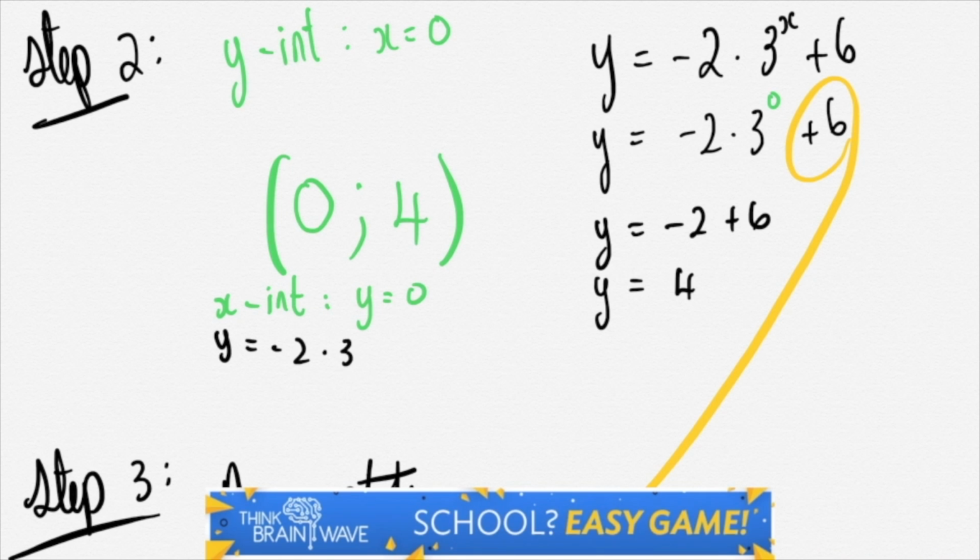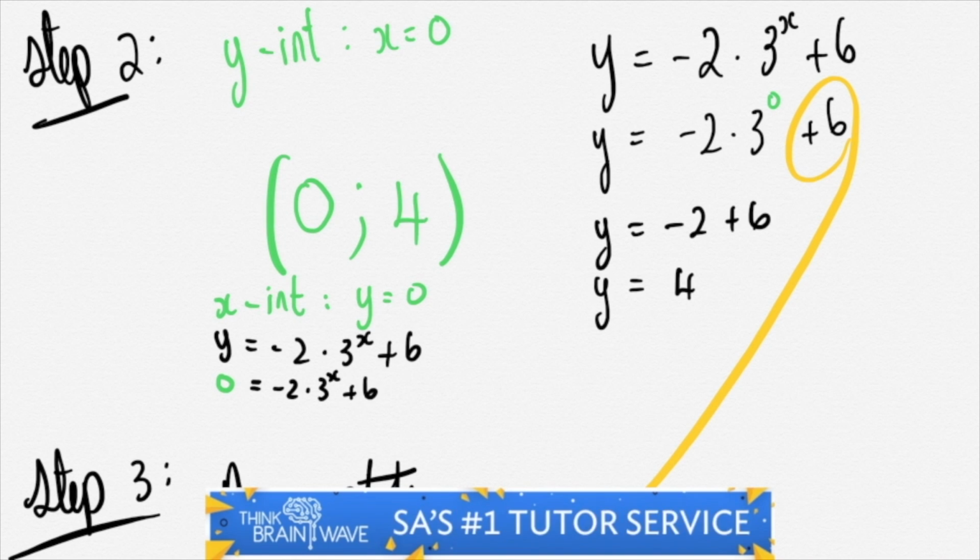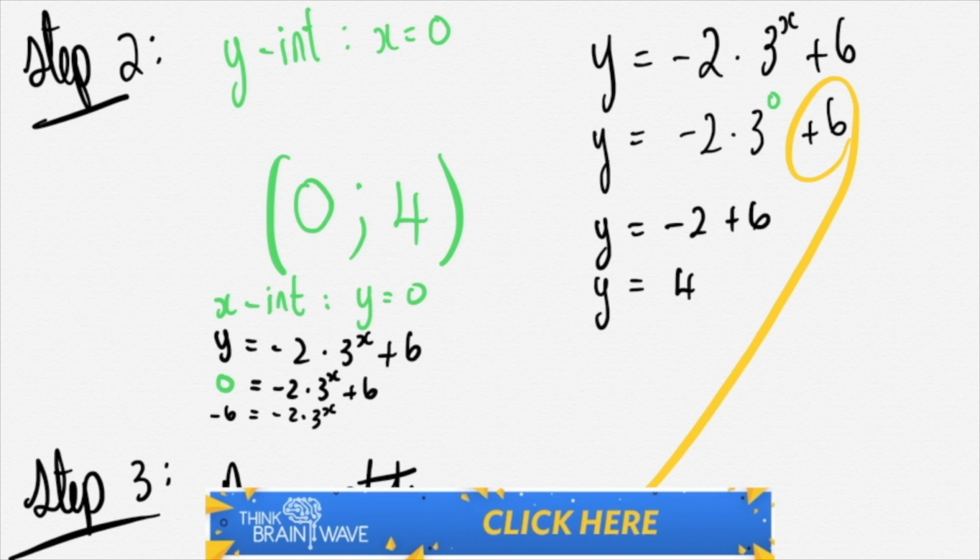We say y is equal to -2 times 3 to the x plus 6. We make y equal to 0. And we fill out the rest of the equation. We then move 6 across to the left-hand side, making sure to change the sign from positive to negative. And write out the right-hand side as -2 times 3 to the power of x. We cancel the negative signs on each side by dividing by -1 on each side. We then divide both sides by 2.